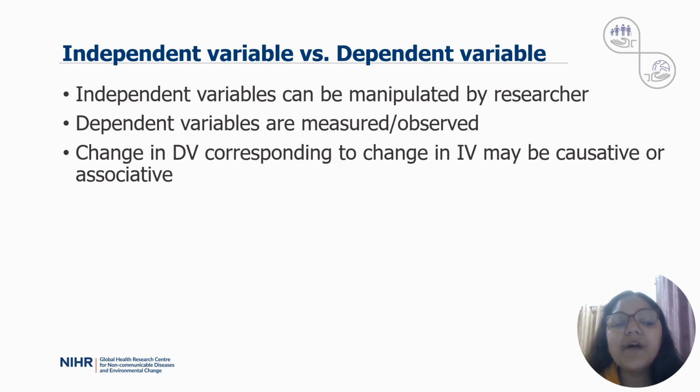Independent variables, as compared to dependent variables, can be manipulated by the researcher. Dependent variables are measured or observed. The change in dependent variable corresponding to the change in independent variable may be causative or associative. The way we can determine whether it is causative or associative could be either by choosing an appropriate research design, or at the analysis stage by using an appropriate statistical analysis method.